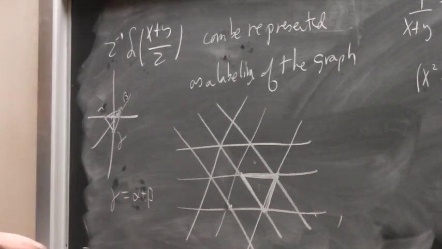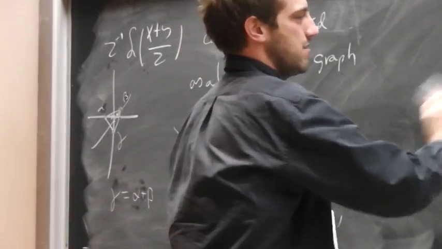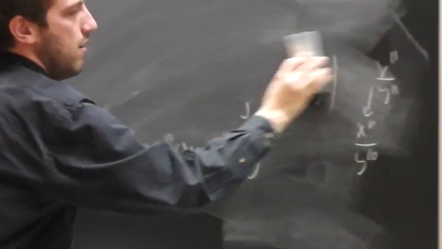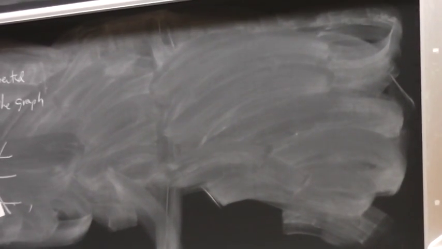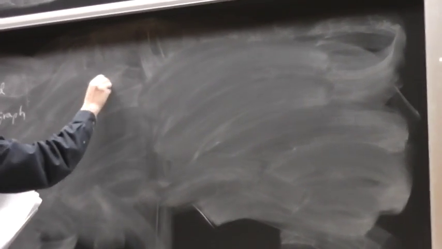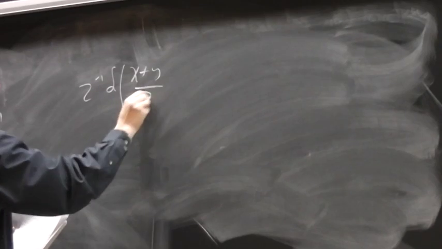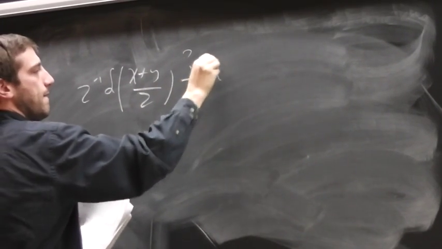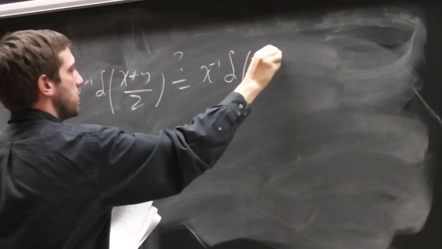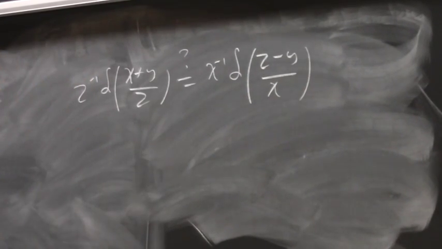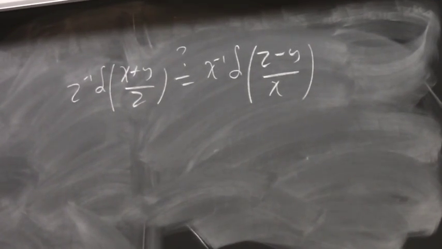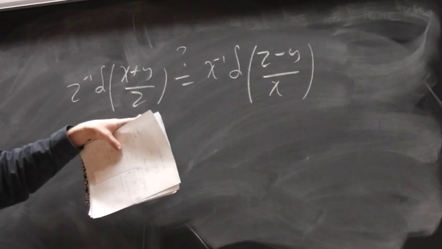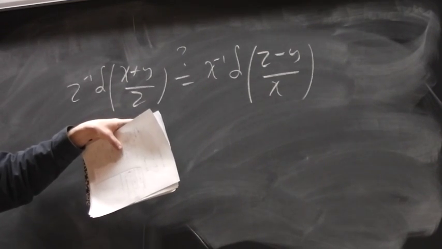So I'll use this fact to help prove some identities. First identity: z inverse delta of x minus y over z equals x inverse delta of z minus y over x. I claim this is true. First of all, it's definitely true for negative powers of y, because neither of them has any negative powers of y, so all the terms there are 0.